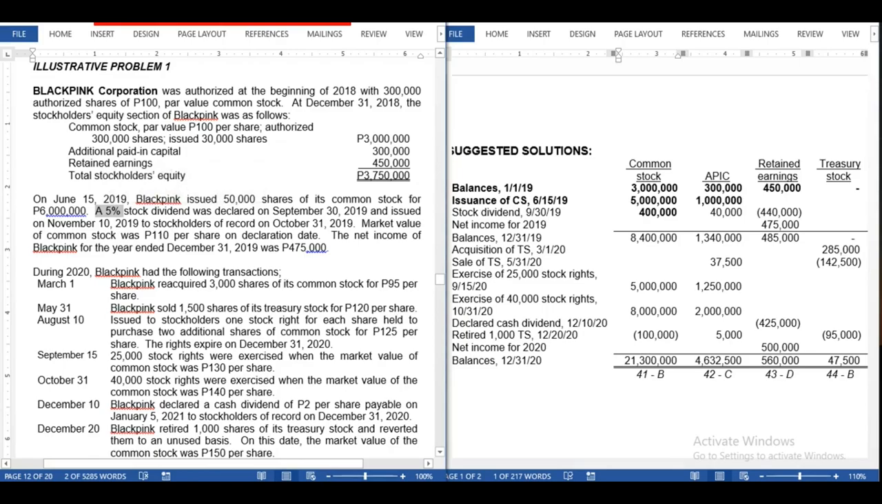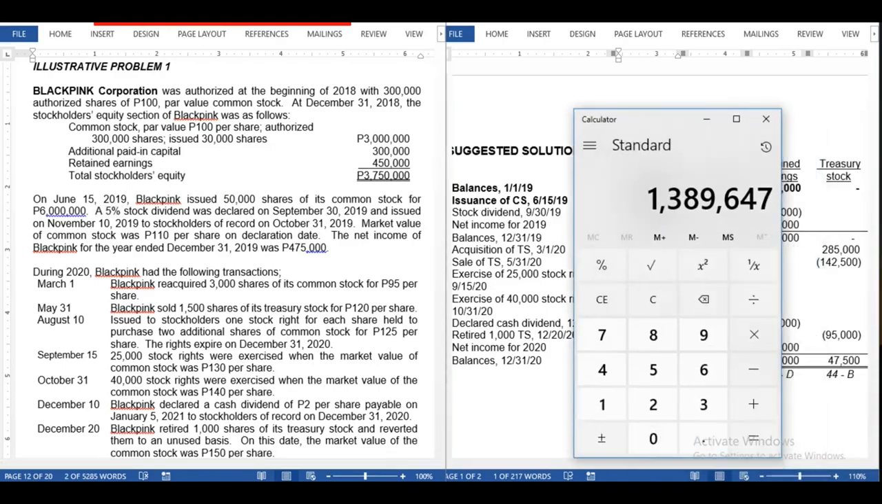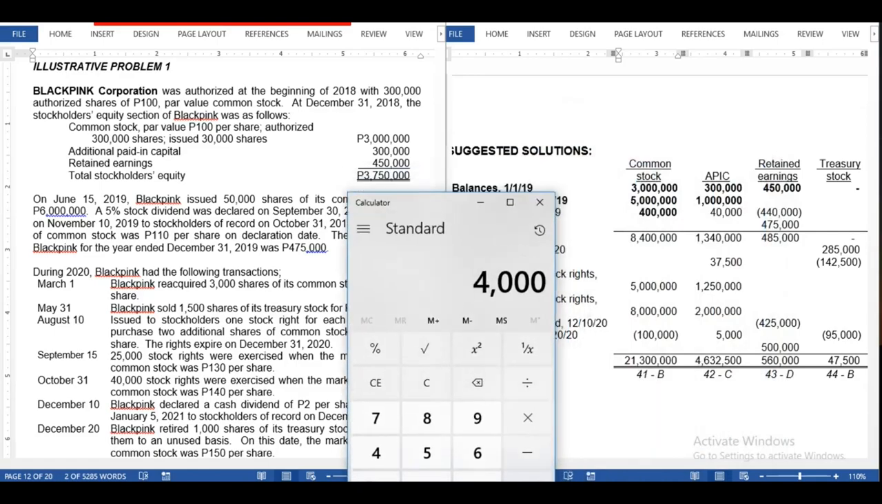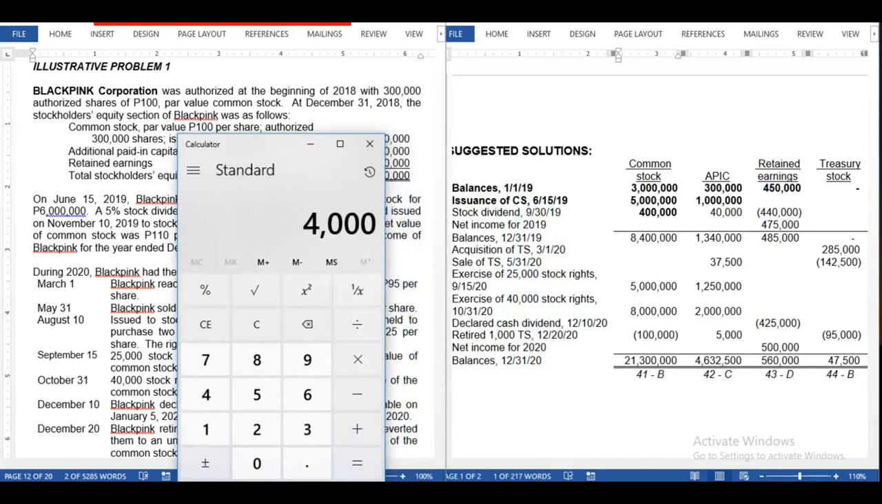So 80,000 times 5%. Because the beginning, how much was the beginning? In the beginning it has 30,000 issued, plus additional, how much was the additional? So the additional was the 50,000. So this was the latest one. So 80. It says here that the stock dividend is 5%. Therefore, the increase in shares is only 4,000. So 4,000 times the par value of 100, right? The par value is 100. So that's why the common stock is at 400.